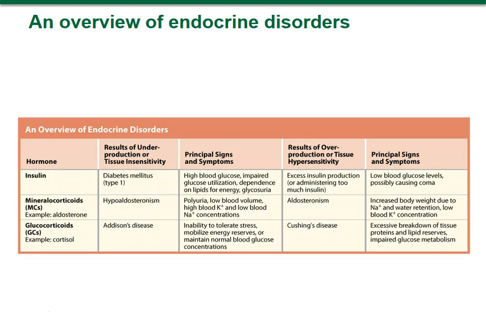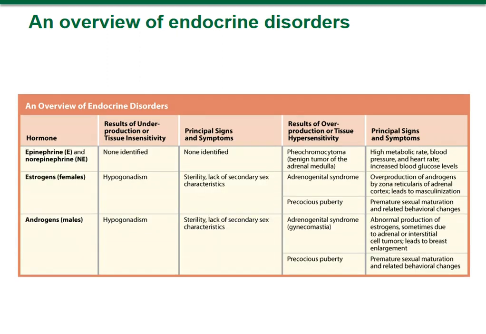This chart shows you the underproduction effects of insulin, mineralocorticoids, as well as glucocorticoids. We'd already talked about a couple of those, like Addison's disease or Cushing's disease in the case of the glucocorticoids. There are also disorders related to underproduction and overproduction of epinephrine and norepinephrine. But the same, there are problems with estrogen and androgens in terms of overproduction and underproduction as well.